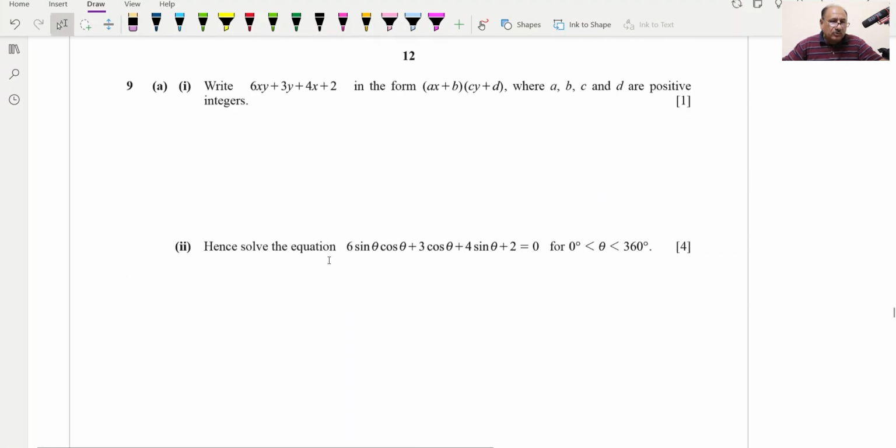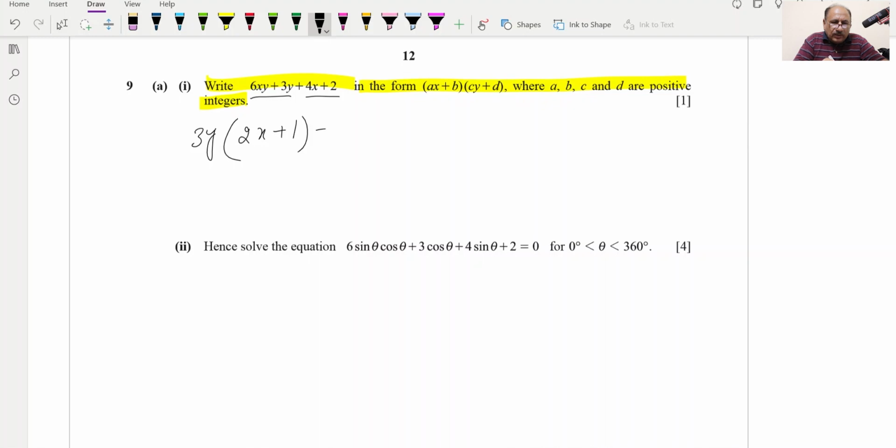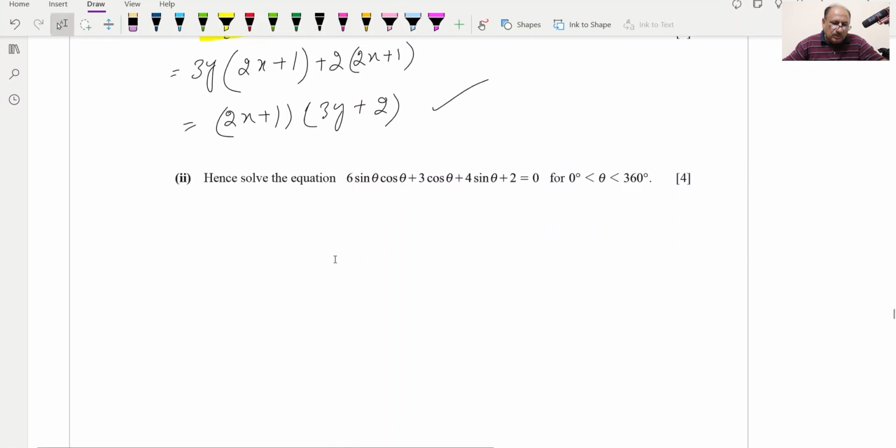Now question number 9. Question number 9 says write this one in the form this, where a, b, c, d are positive integers. So we can take common from the first pair and the second pair. From the first pair we can take 3y common, so inside will be 2x plus 1, and from the plus 2 we can take common, so it will be 2x plus 1, and we can rewrite it as 2x plus 1 into 3y plus 2, and the a, b, c, d values. So this is done, basically a 1-mark question.